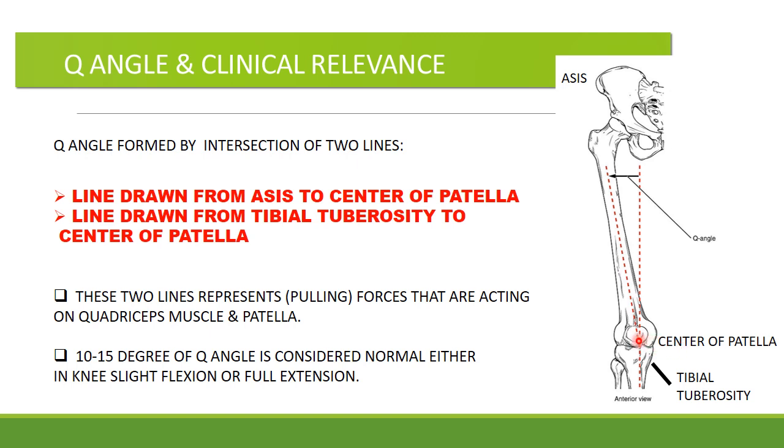Then the second imaginary line is drawn from the tibial tuberosity to the center of the patella. These two lines intersect over here and form an angle, and this angle is known as the Q angle or the quadriceps angle. These two lines represent pulling forces acting on the quadriceps muscles and the patella. 10 to 15 degrees of Q angle is considered normal. The knee can be in slight flexion or in full extension.